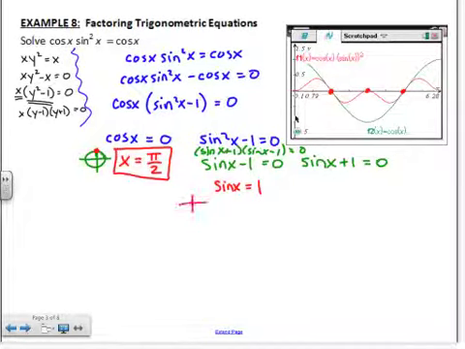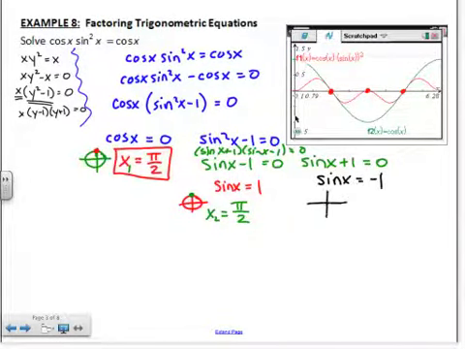And when does that happen on our unit circle? That would be right here. So that's pi over 2. x equals... I'm going to put x1, x2. And over here I'm going to subtract 1. Sine of x equals negative 1. So when does that happen? That happens here. Oh, 3 pi over 2! No, wait, that's not in the interval. So x equals negative pi over 2. x3 equals negative pi over 2. Okay, so there's 3 solutions.